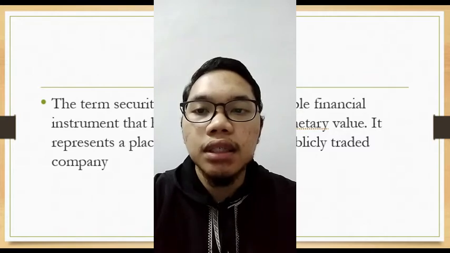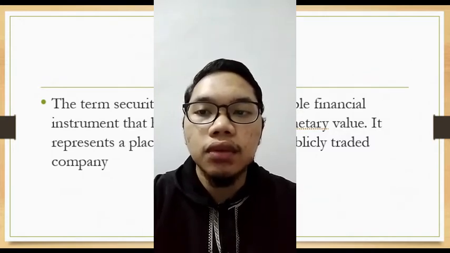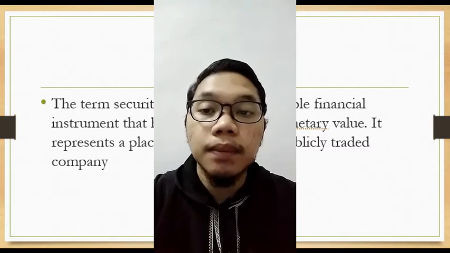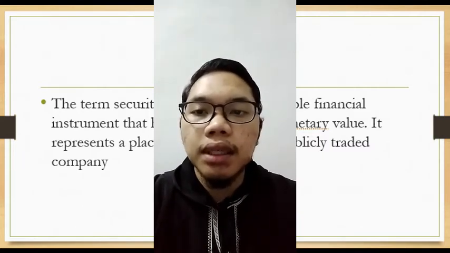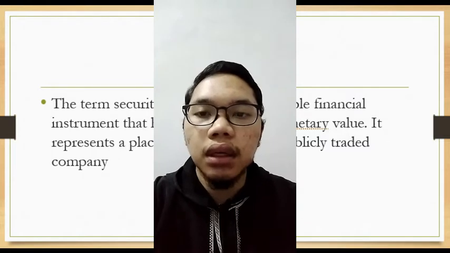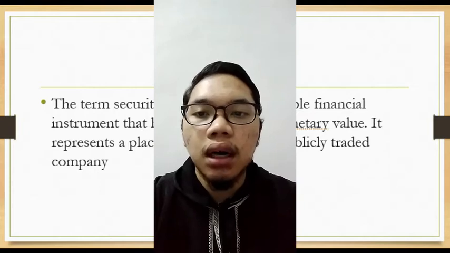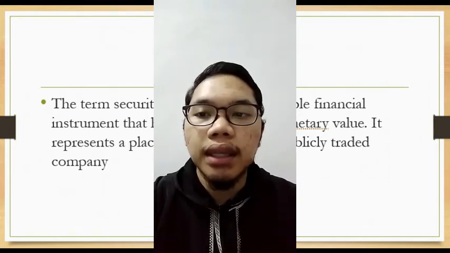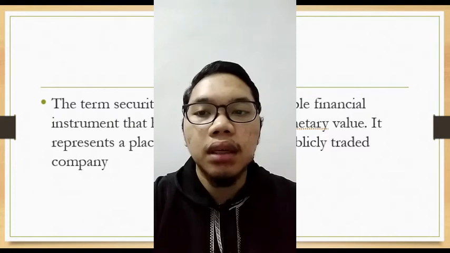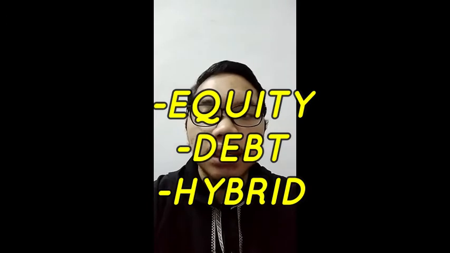Next is securities. The term security is a fungible, negotiable financial instrument that holds some kind of monetary value. It represents a place of ownership in a publicly traded company, which is via stock, a creditor relationship with a government agency or a company, defined by owning the bond of the entity, or ownership rights as defined by an option. Securities can be broadly categorized into distinct types, which are equities and debts. However, there are also hybrid securities that combine elements of both equities and debts.